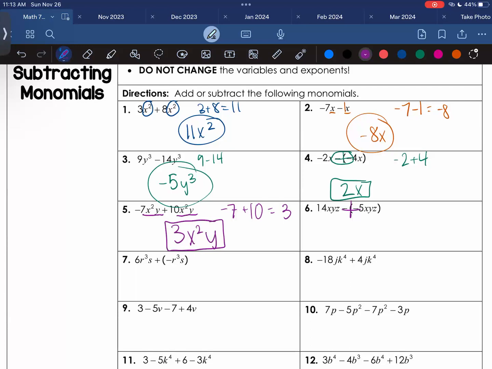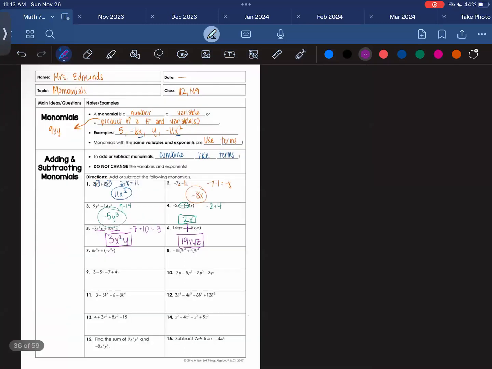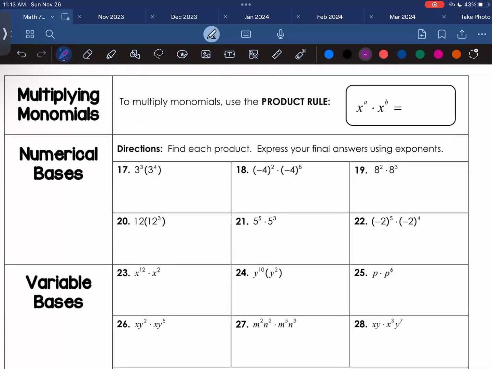Okay, you should have done 14 plus 5, which is 19, and then our variable term with x, y, z. And that's our answer. So adding is super easy because all you have to do is combine like terms, which we've already practiced and know how to do. So go ahead and flip onto the back. And let's talk about when you multiply monomials.